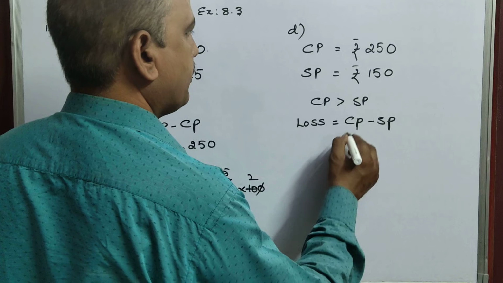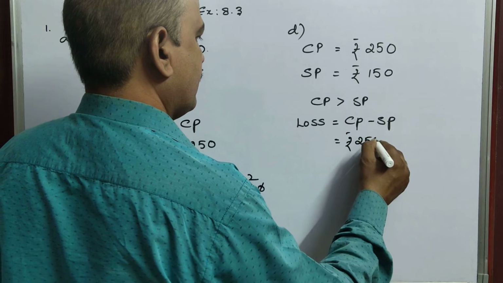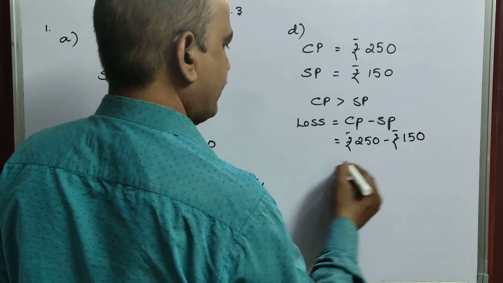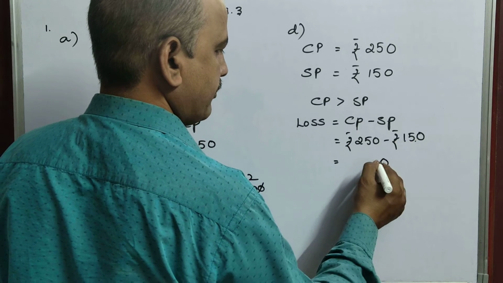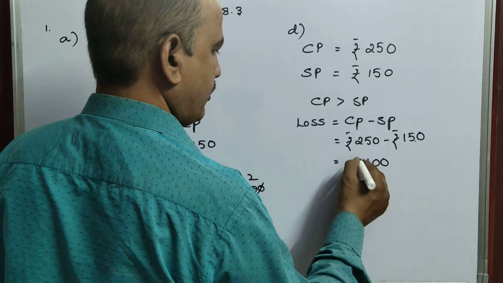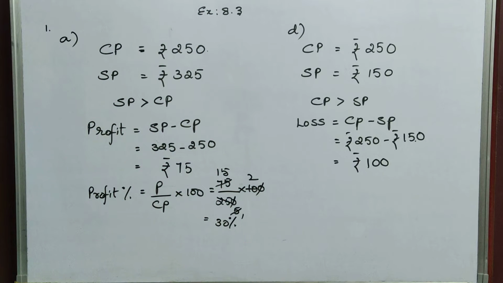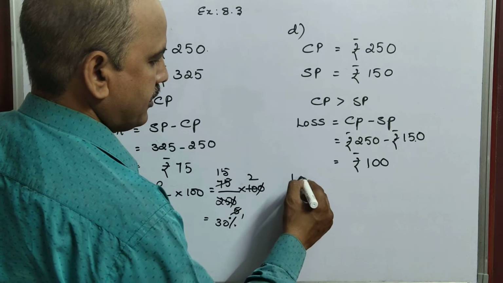Okay. Now CP how much? 250 rupees minus SP 150 rupees. So 0 minus 0, 0, 5 minus 5, 0, 2 minus 1, 1. So 100 rupees loss. But it is asking loss percentage. Okay, you got loss, so that's why it is asking loss percentage.